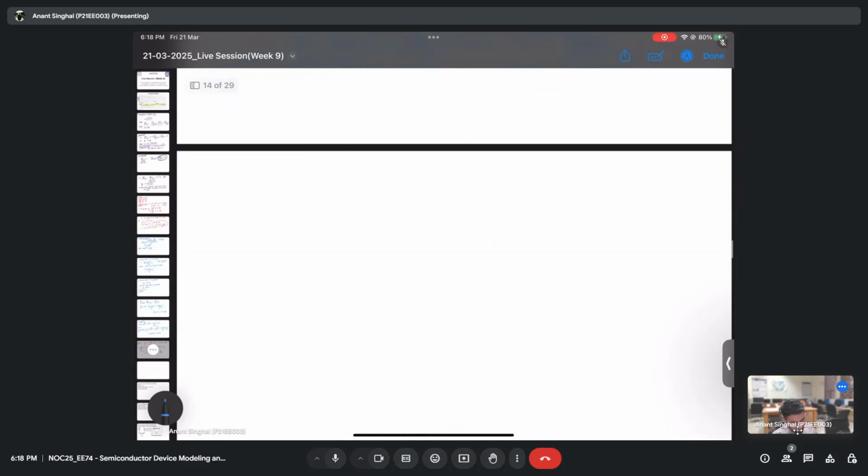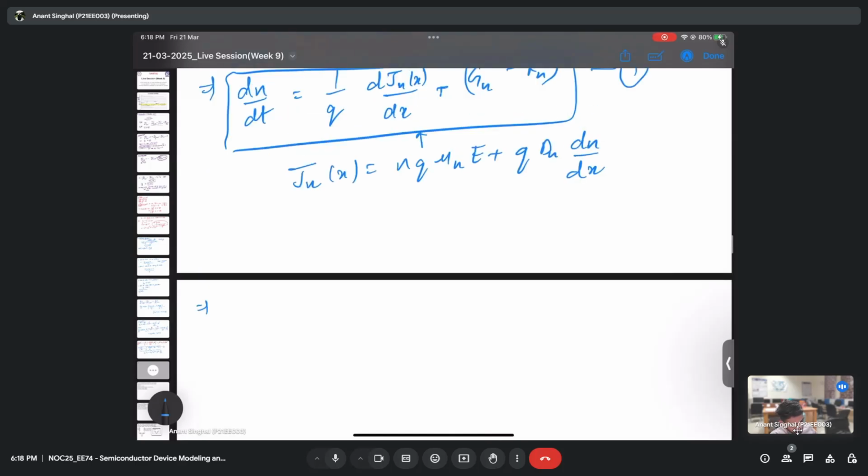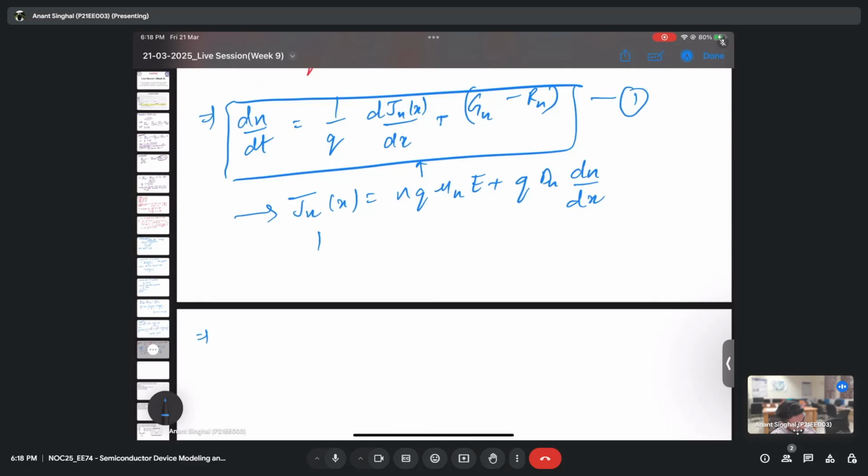So if I put it, so it will be nothing but, let me simplify it here only. So this thing, if I divide by q at both the sides, so 1 by q Jn x will be mu n E, dn over dx, then plus, okay, sorry, so it will be n mu n E plus D dn over dx.